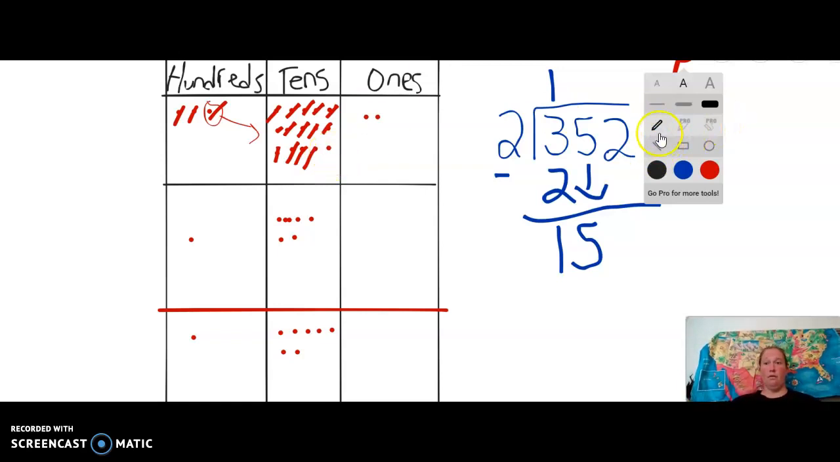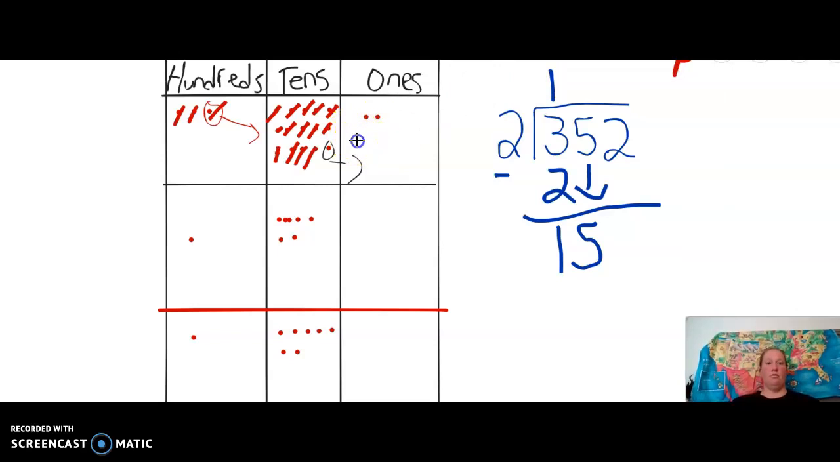Let me make this smaller so we can do it. There we go. And 10 tens is the same as how many ones? Yep. You should have said 10 ones. Okay. 1, 2, 3, 4, 5, 6, 7, 8, 9, 10.